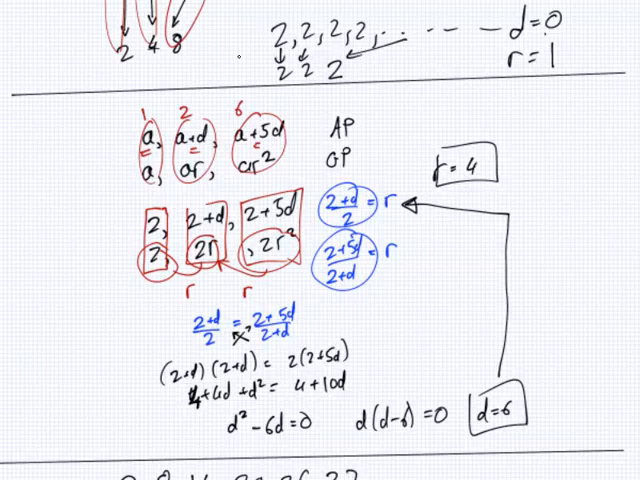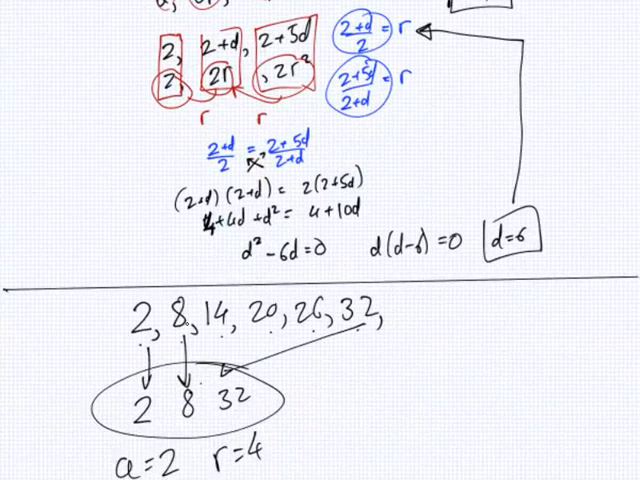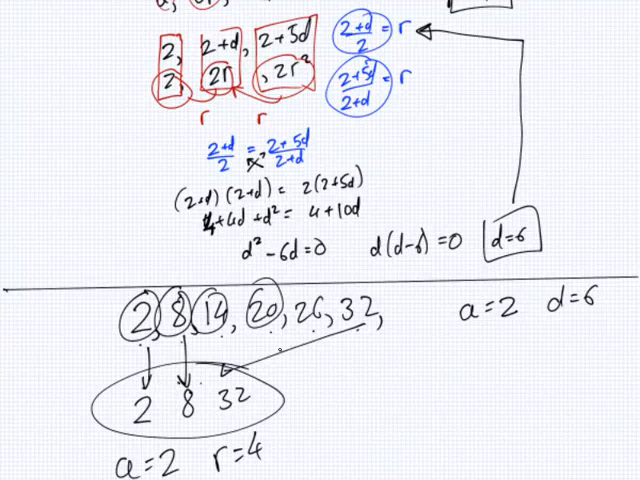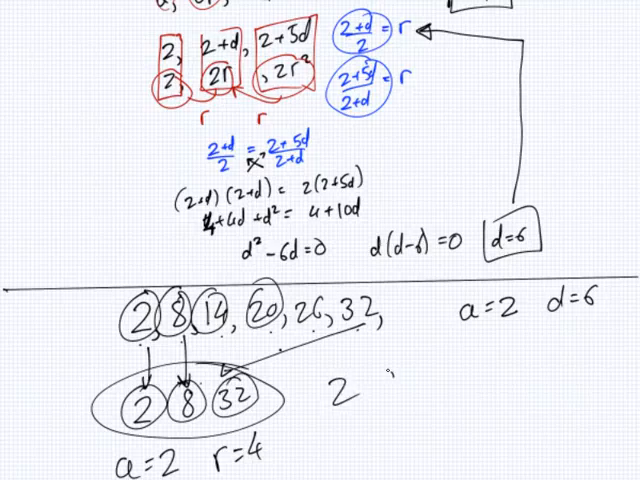Could you just repeat the last one? About what? Oh, this one here? We know the a is 2 and the d is 6. So if I add 6, I get 8, 14, 20, and so on. I know the first, the second, and the sixth term should be geometric. This is the first, the second, and the sixth, and it is geometric because I'm multiplying by 4 each time.